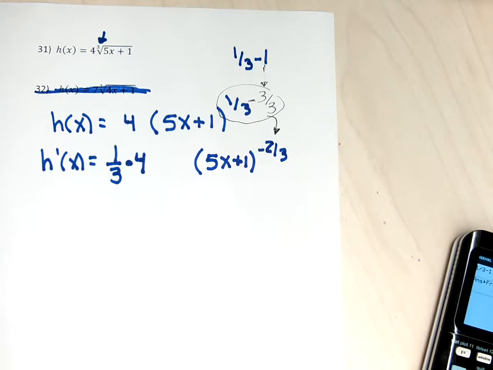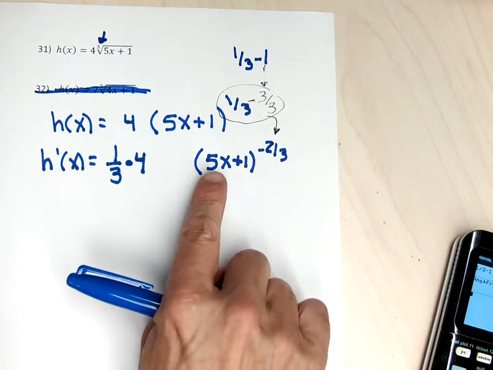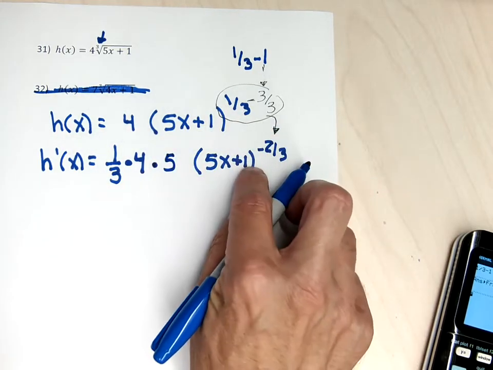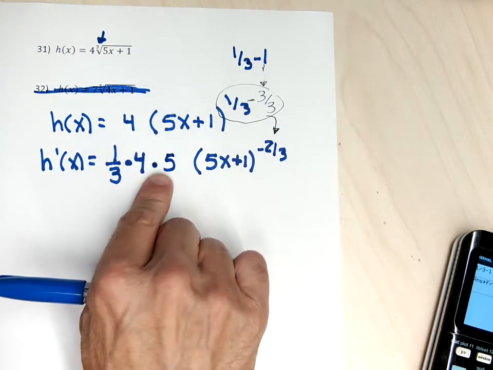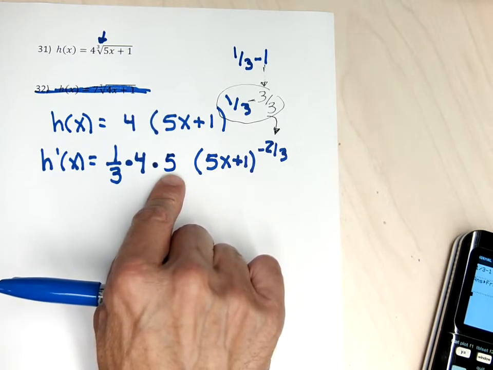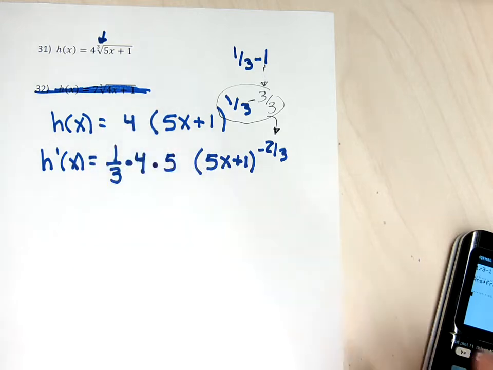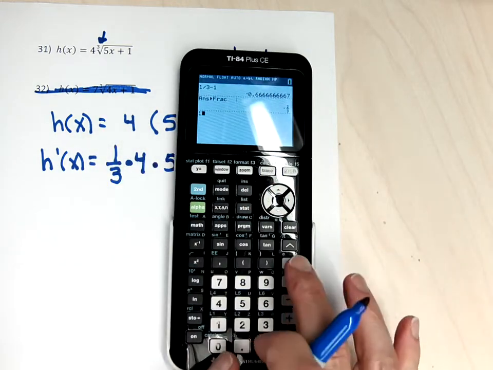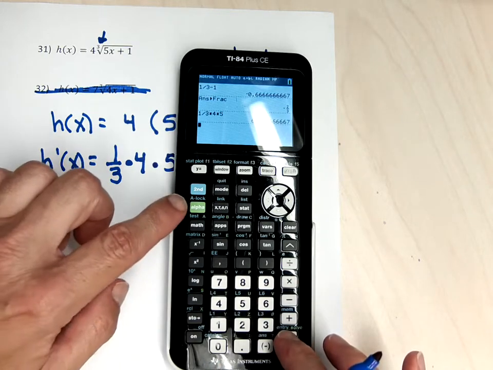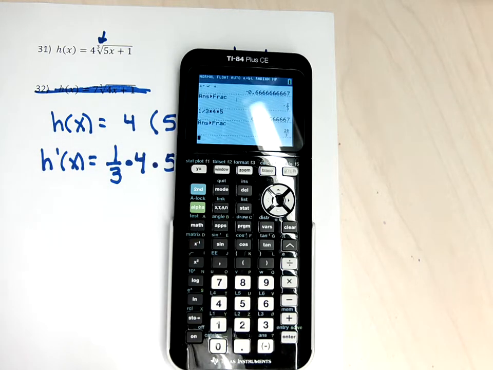I'm not done. That spot where I left myself some room, I need to take the derivative of each term inside the parentheses. The derivative of 5x is just 5. The derivative of 1 is 0. Didn't really need to put this derivative of 5x plus 1 in the parentheses because there's only one term and not two terms. Now I'm going to multiply 1/3 times 4 times 5. So I'm going to go 1/3 times 4 times 5. And math, enter, enter, gives me 20/3.